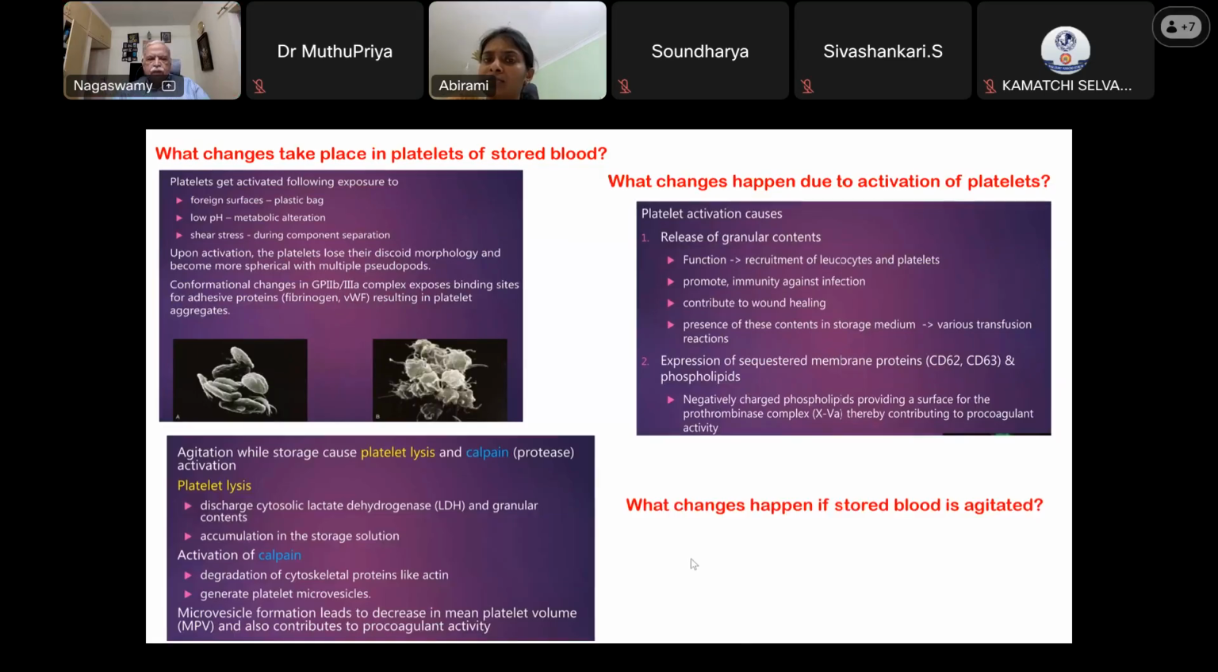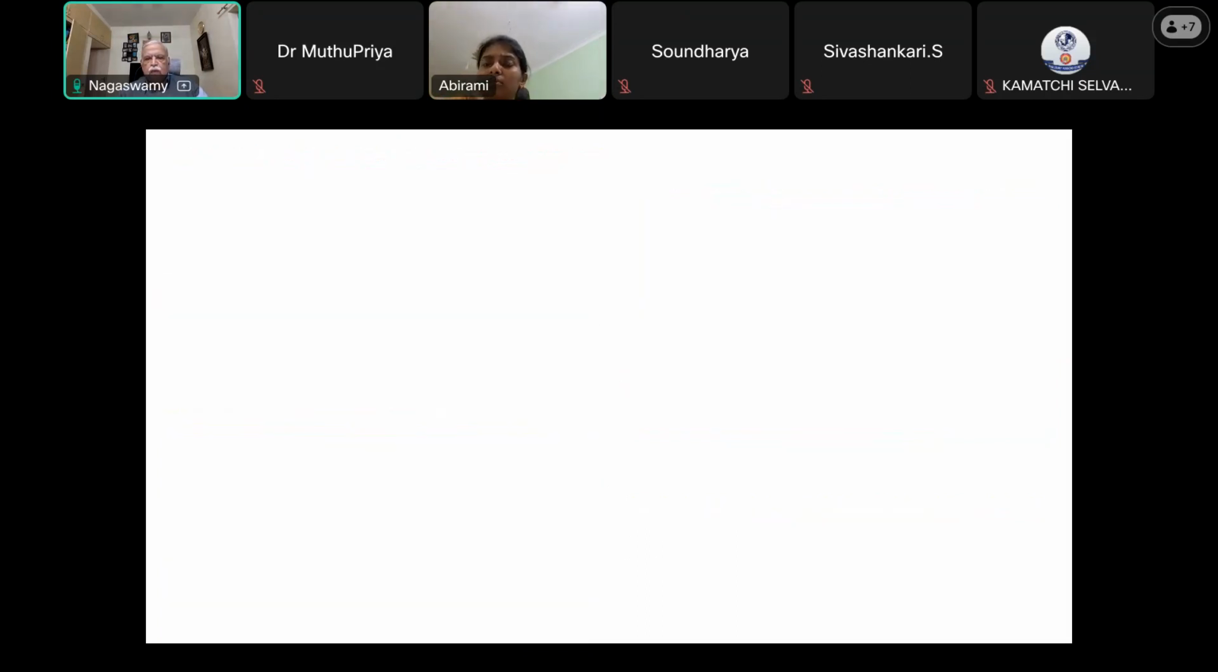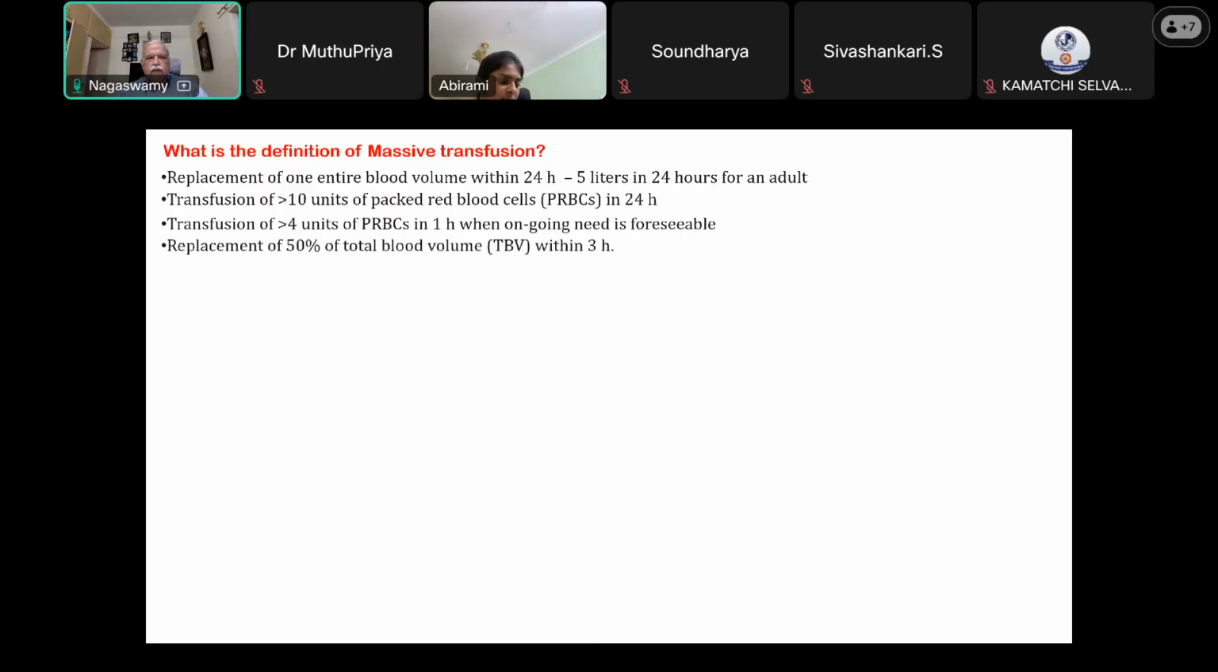And what happens if they are stored without an agitator? Platelet lysis happens, and an enzyme called calpain, a protease, is released. Activation of calpain causes degradation of cytoskeletal proteins like actin and generates platelet microvesicles. Microvesicle formation leads to a decrease in mean platelet volume and also contributes to procoagulant activity. So intravascular thrombosis can happen when you give platelets that have been agitated. Whenever you want to give platelets, these are the rules that you have to follow in this particular application.